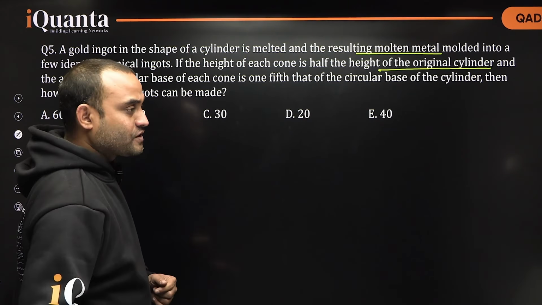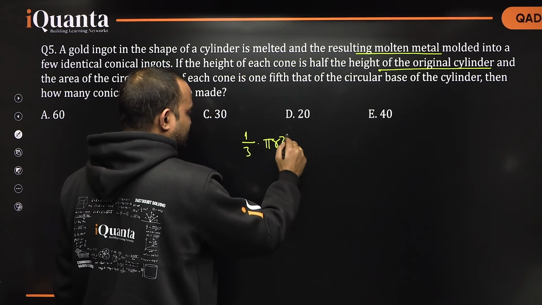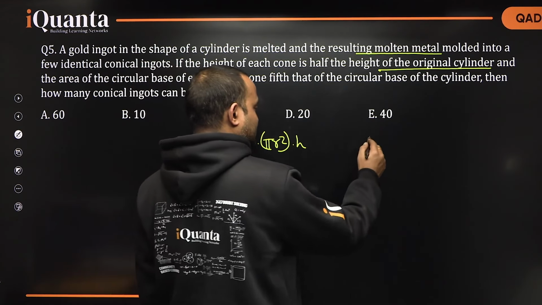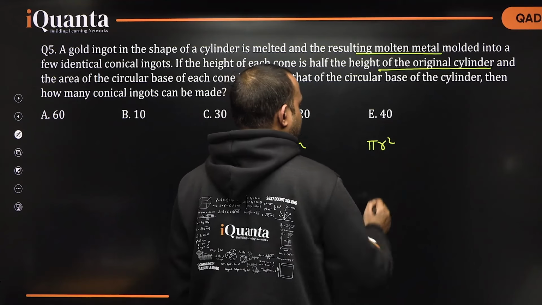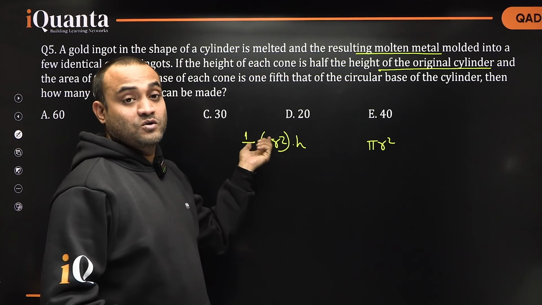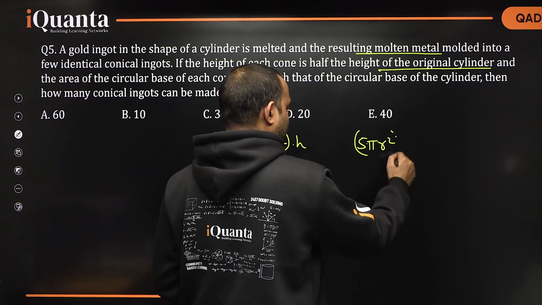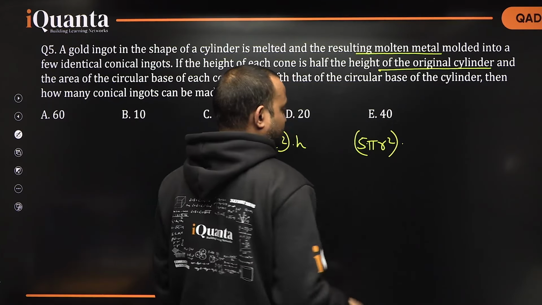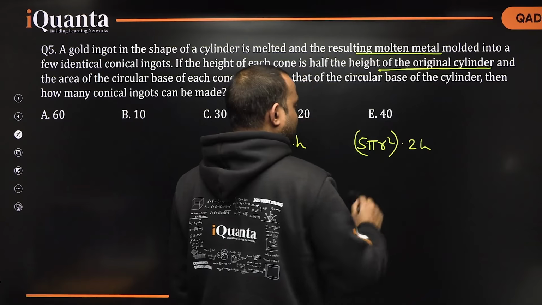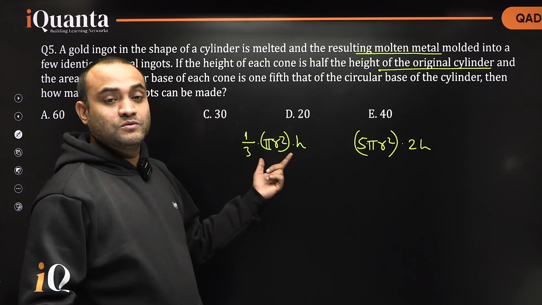So the volume of a cone is 1/3 pi r square, that is area of the base, into height h, and volume of a cylinder is pi r square h. Now it says that area of the base of the cylinder is 5 times that of the cone, or area of the base of the cone is 1/5. So if I am taking this pi r square, I must take this 5 pi r square into h. Now height is half, so height of the cylinder will be double of this, that is 2h. Can I say this is the volume of the cylinder, this is volume of one cone.